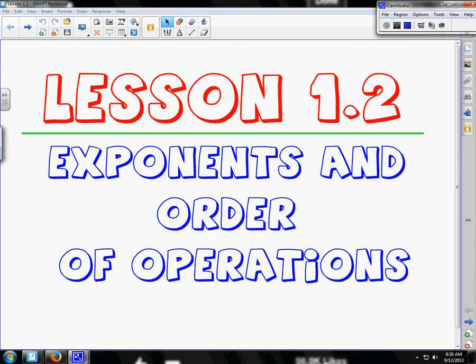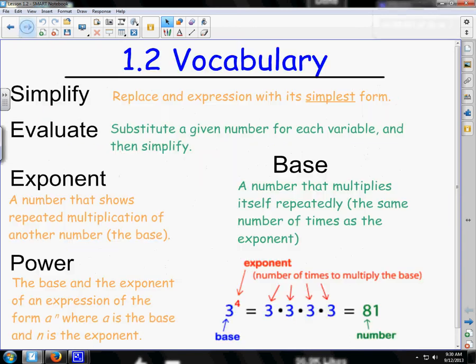This is lesson 1.2, exponents in order of operations for algebra. All right, there is some vocabulary for lesson 1.2. First is the word simplify.